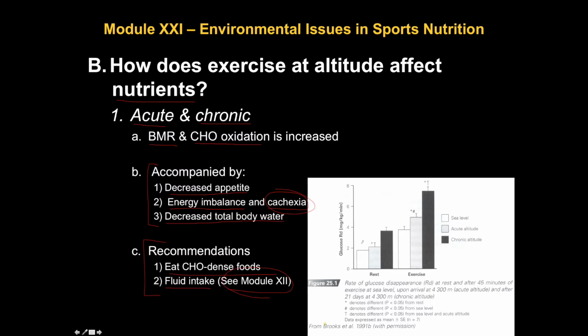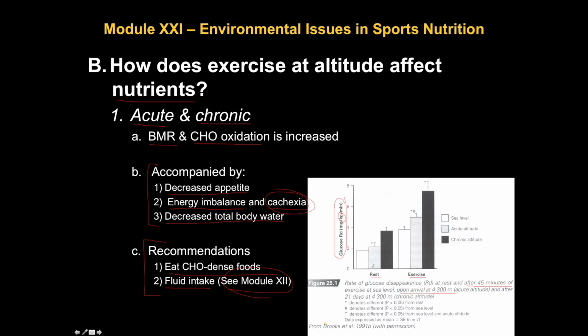The bottom right-hand corner shows you a study that was interesting that looked at several variables here. The first of which is on the y-axis here. This is the glucose rate of disappearance in milligrams per kilogram of body mass per minute. And on the x-axis, we have the resting condition as well as exercise. And that exercise was after 45 minutes at both sea level and then upon arrival at 4,300 meters in altitude for both the chronic and also acute phases.